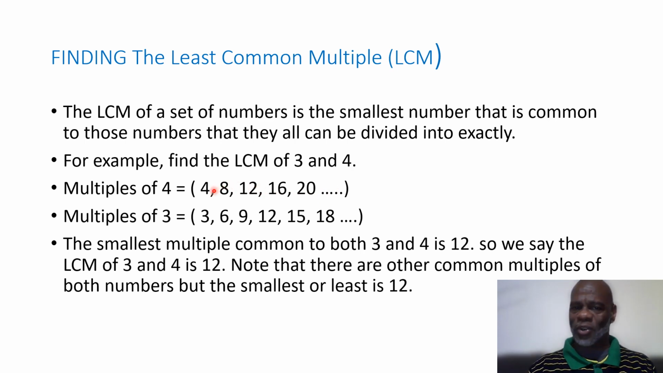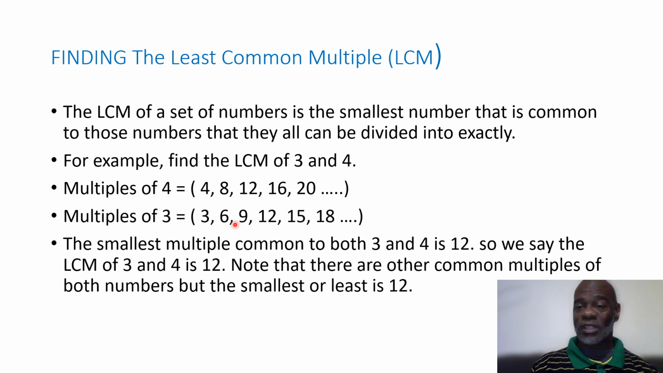So 4 will go into itself one time, 4 will go into 8 2 times, 4 will go into 12 3 times, 4 will go into 16 4 times, and 4 will go into 20 5 times. Now let's look at some of the multiples of 3. So 3 will go into itself one time, 3 will go into 6 2 times, 3 will go into 9 3 times, 3 will go into 12 4 times, 3 will go into 15 5 times, and 3 will go into 18 how many times? 6 times. 3 times 6 is 18.